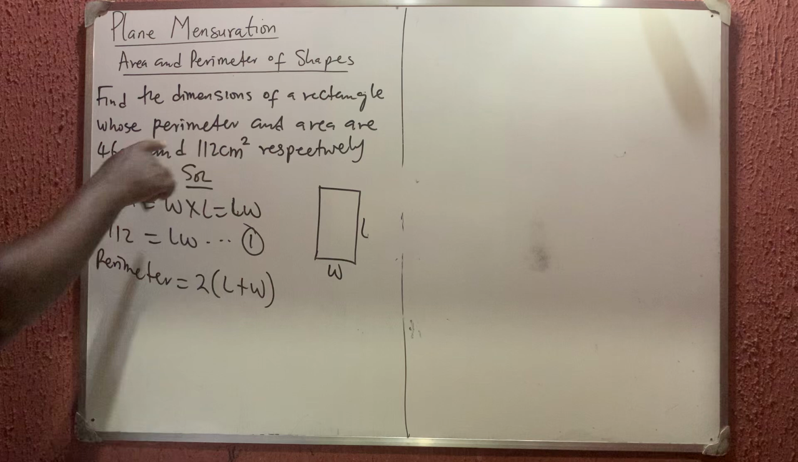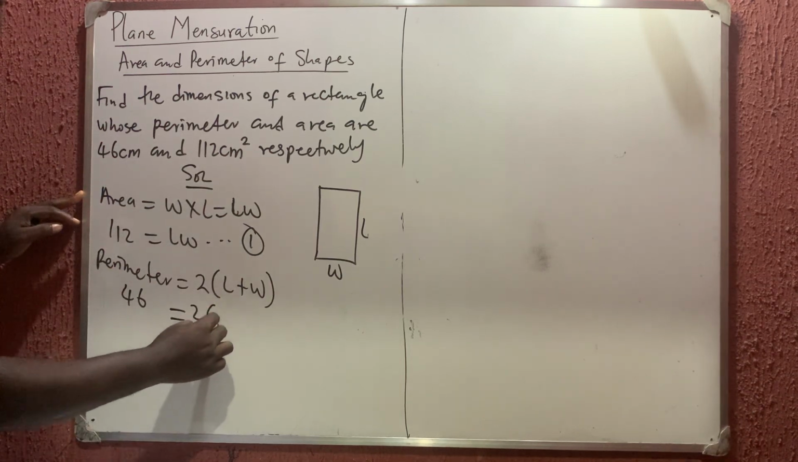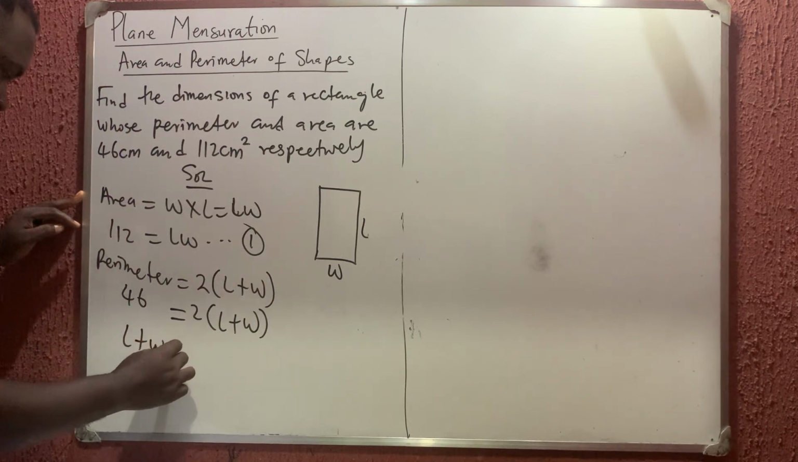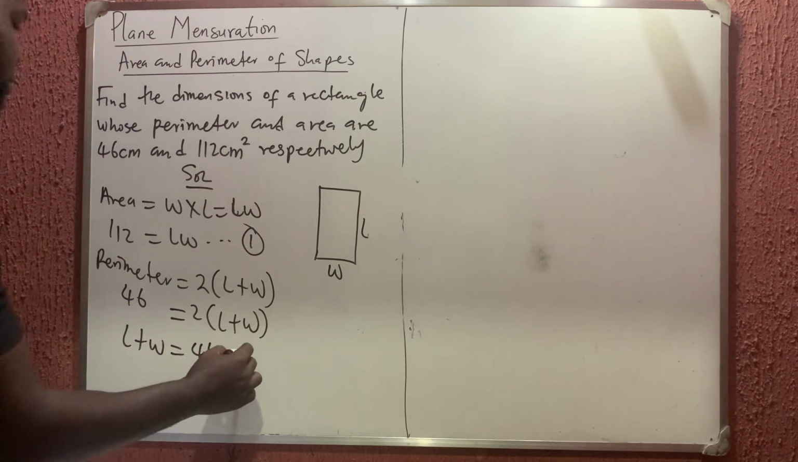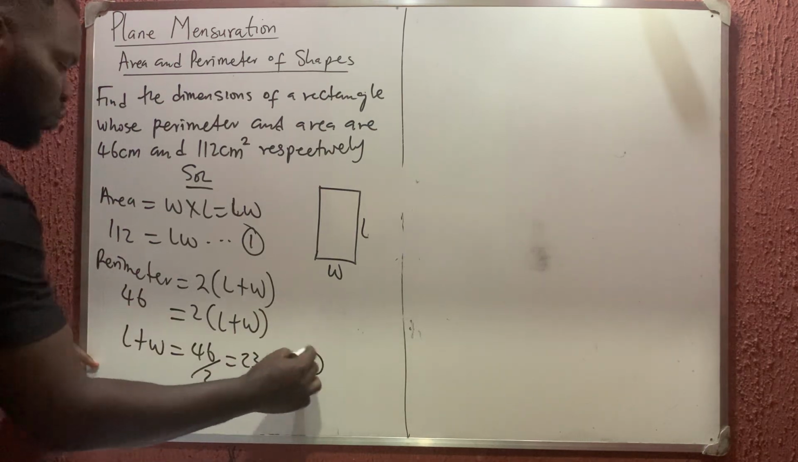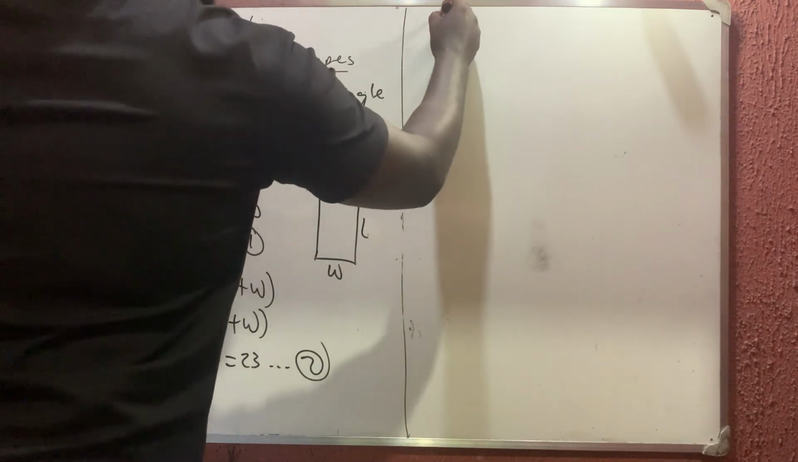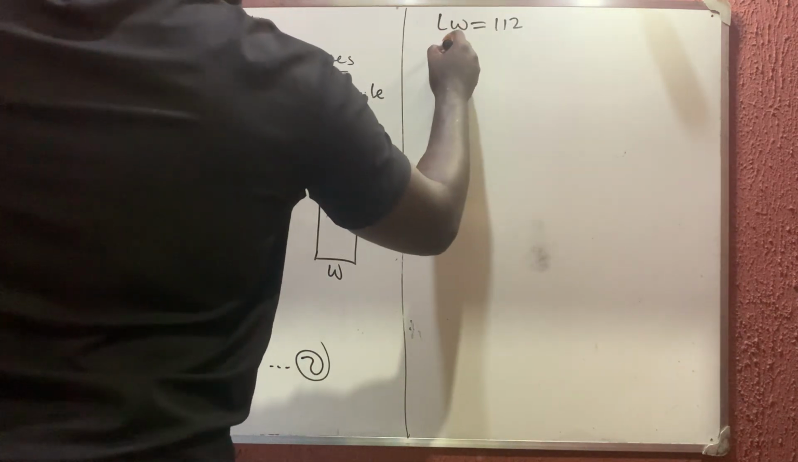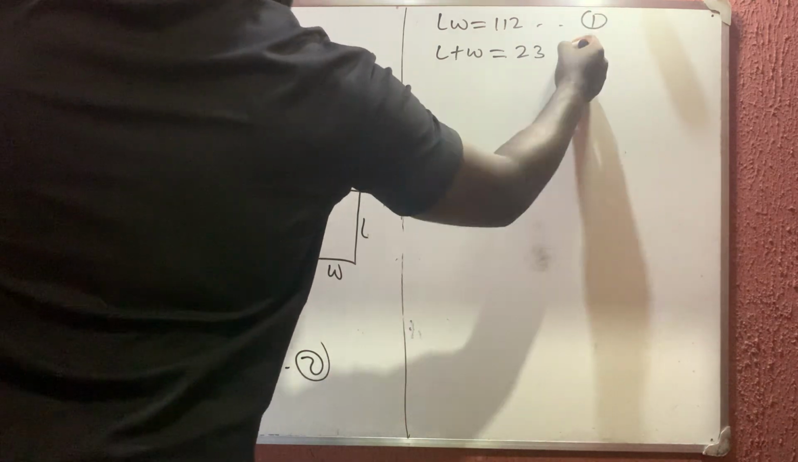But they have given us that the perimeter is 46. So 46 is equal to 2 in bracket of L plus W, which shows that L plus W is equal to 46 divided by 2, which will give you 23. Let's call this equation 2. So we're going to solve equation 1 and 2 simultaneously. Equation 1 said that LW is equal to 112. Then equation 2 said that L plus W is equal to 23.